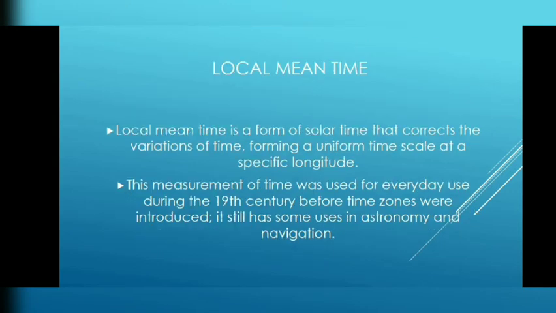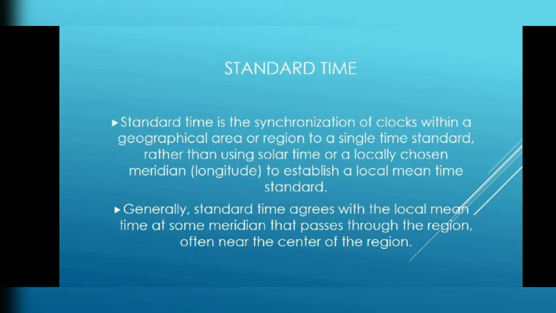Local mean time. Local mean time is a form of solar time that corrects the variations of time, forming a uniform time scale at a specific longitude. This measurement of time was used for everyday use during the 19th century, before time zones were introduced. It still has some use in astronomy and navigation.